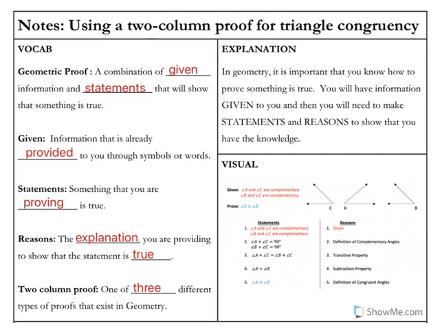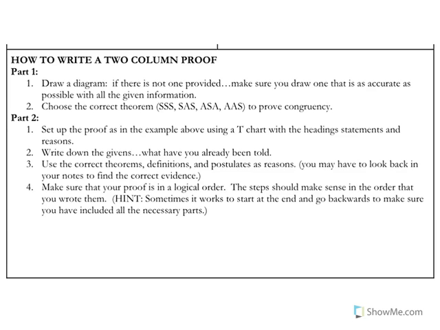Let's look at examples. First, we'll start with some steps. This gives you exact steps. Start step by step, part 1 and then a part 2. I recommend strongly that when it is time for you to write these, you would use this as your guide. So you're going to first draw a diagram if there isn't one. Most times you will get a diagram, but if you don't, you need to try to draw one as accurately as possible. Meaning if it tells you that things are equal, you need to make those tick marks to show that. Choose the correct theorem. So you've got SSS, SAS, ASA, AAS to prove that things are congruent.